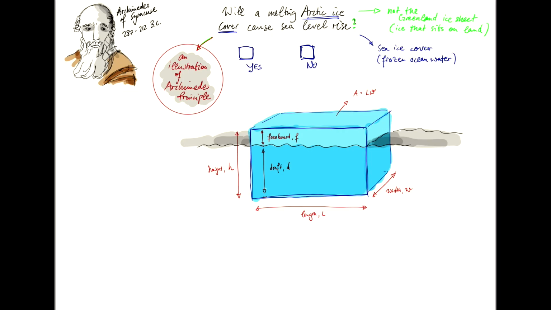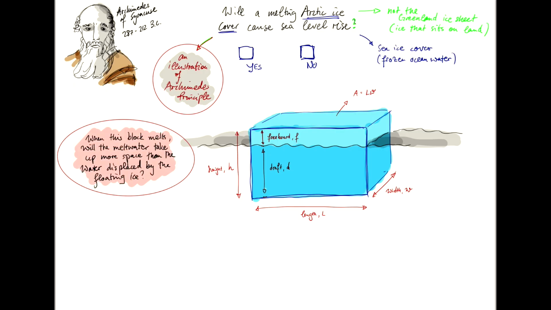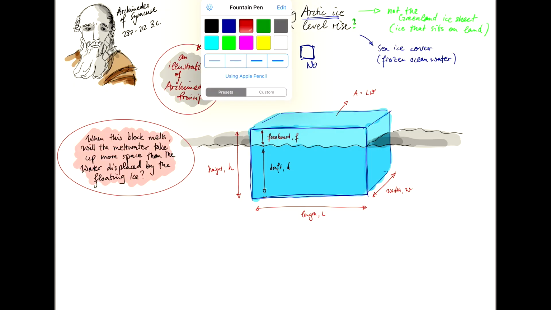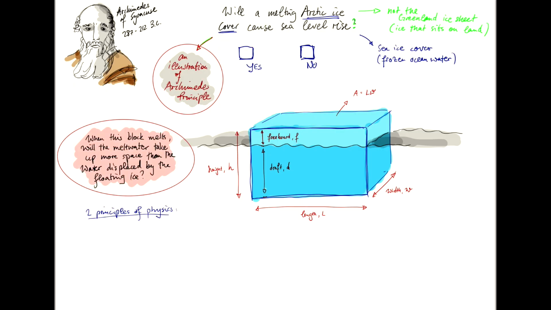Now the question is, when this block melts, will the meltwater take up more space than the water displaced by the floating ice? And we'll use two principles of physics to answer this question. The first one being force balance, or more particularly hydrostatic equilibrium. And the second one is conservation of mass.